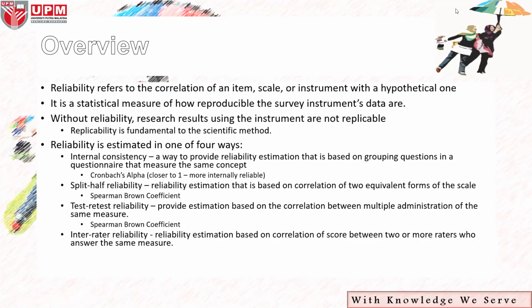So test-retest reliability ni provide estimation based on the correlation between multiple administration of the same measure. So this test-retest reliability ni, they try to correlate, okay, the answer given by different raters. It also use Spearman-Brown coefficient, sama macam split half, cuma teknik dia berbeza. Test-retest ni we use different raters and then we correlate result among the raters. Okay, next one, inter-rater reliability. Okay, so inter-rater reliability is referring to reliability estimation based on correlation of score between 2 or more raters who answer the same measure. It's quite similar. Inter-rater, test-retest reliability. Okay, quite similar.